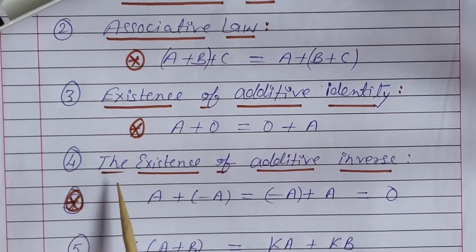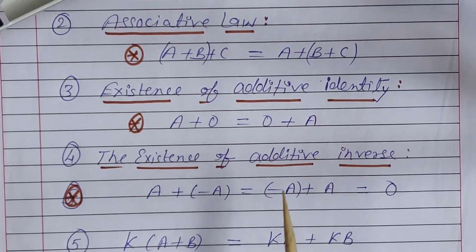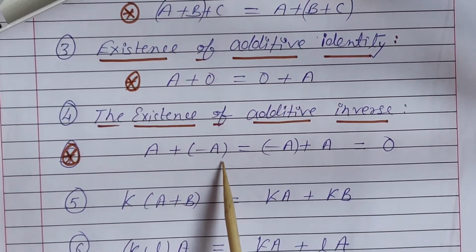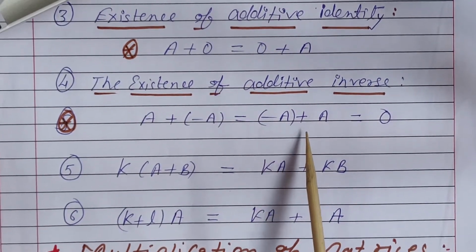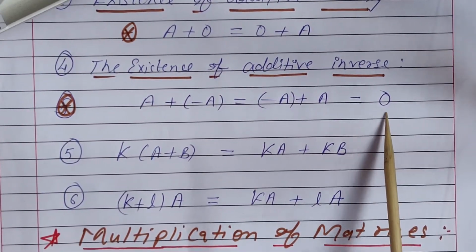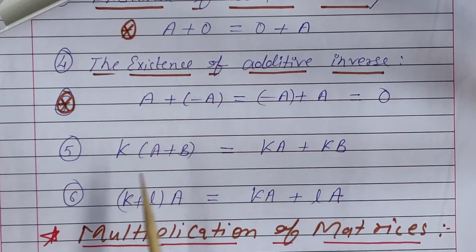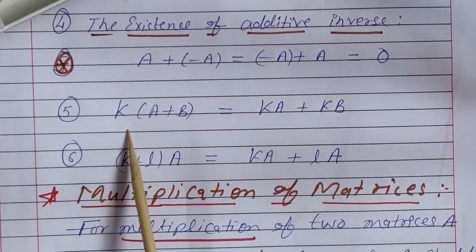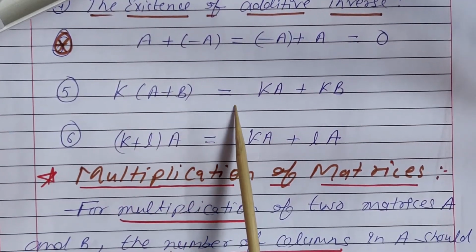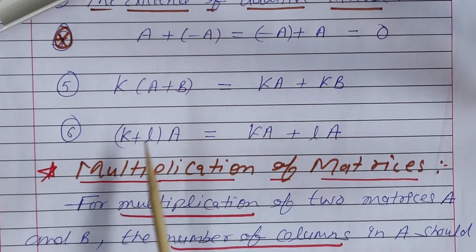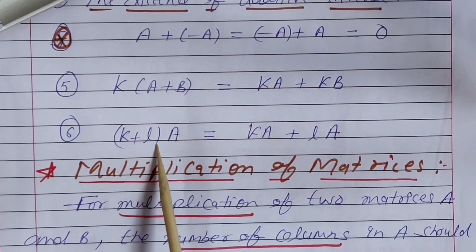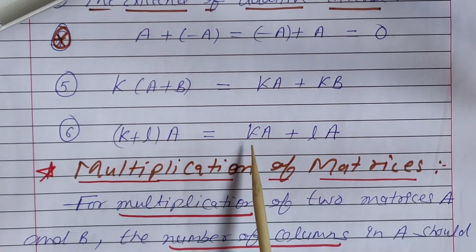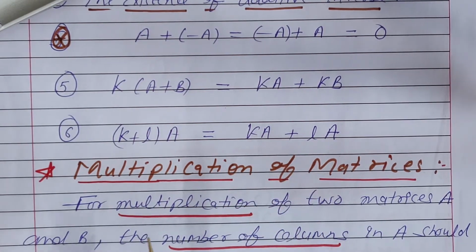Fourth property is the existence of additive inverse. What is this property? See here, A plus negative of A equals to negative of A plus A equals to 0 matrix. It is not 0, it is 0 matrix. Now next property is property number 5th, K, where K is scalar, into A plus B equals to Ka plus Kb. And in 6th property, K plus L into A. Here again L is another scalar, then we will get Ka plus La.